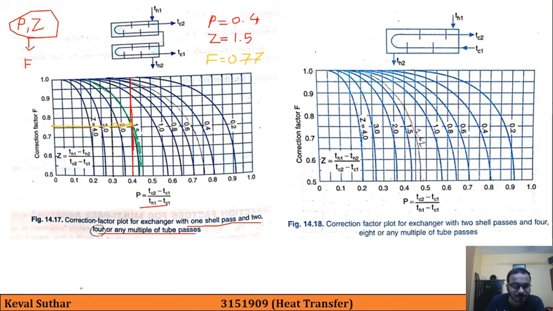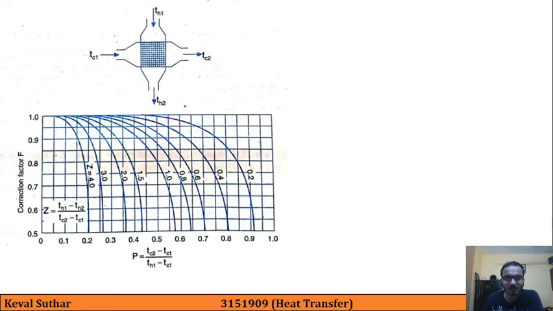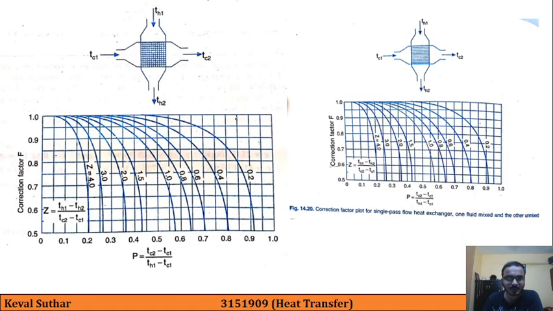The next is the correction factor plot for heat exchanger with 2 shell passes, 4, 8 or multiple tube passes. So here in this way we can get this. We will not repeat this, it is very similar to this process, and these are corresponding to further curves for cross flow heat exchanger in this way. The graph remains same, but the value will be different for each case.